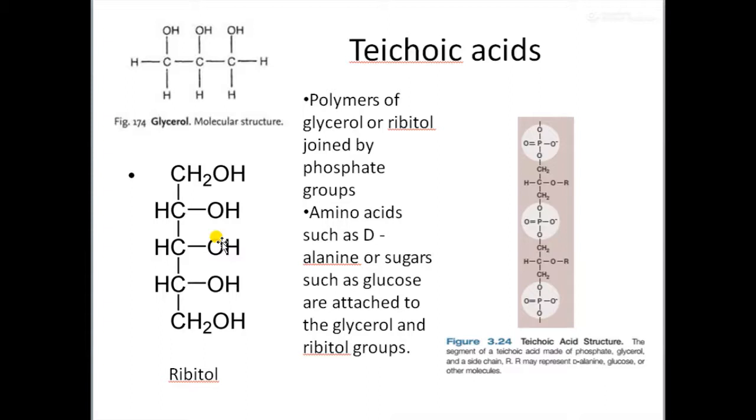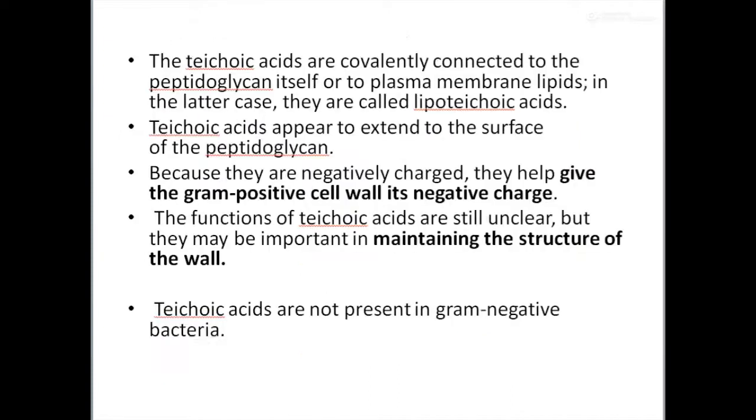And amino acids such as D-alanine or sugars such as glucose are attached to the glycerol and the ribitol groups in teichoic acids. Now, what is the function of these teichoic acids? Teichoic acids, as I mentioned earlier, are either attached to the peptidoglycan layer or sometimes to the underlying lipid layer also. And they give a negative charge to the cell, and hence the gram-positive bacterial cell wall will get a negative charge by the presence of the lipoteichoic acid or the teichoic acids.